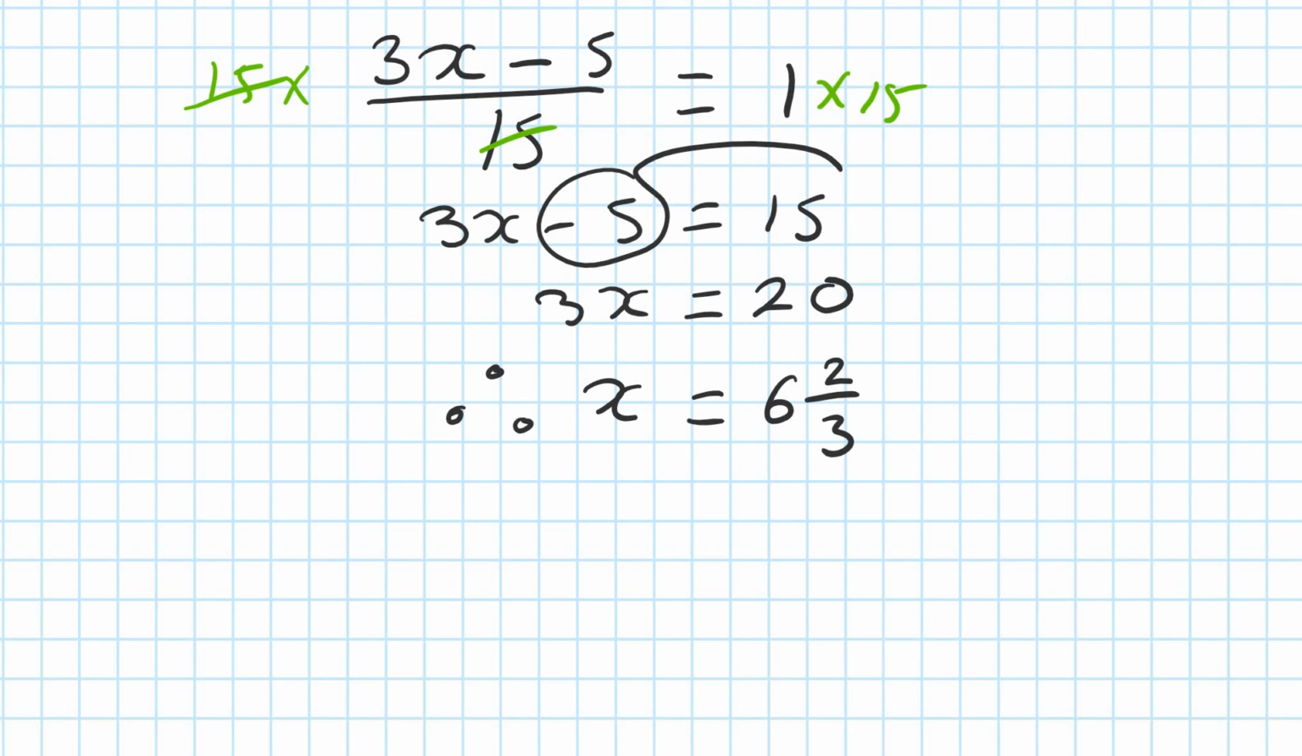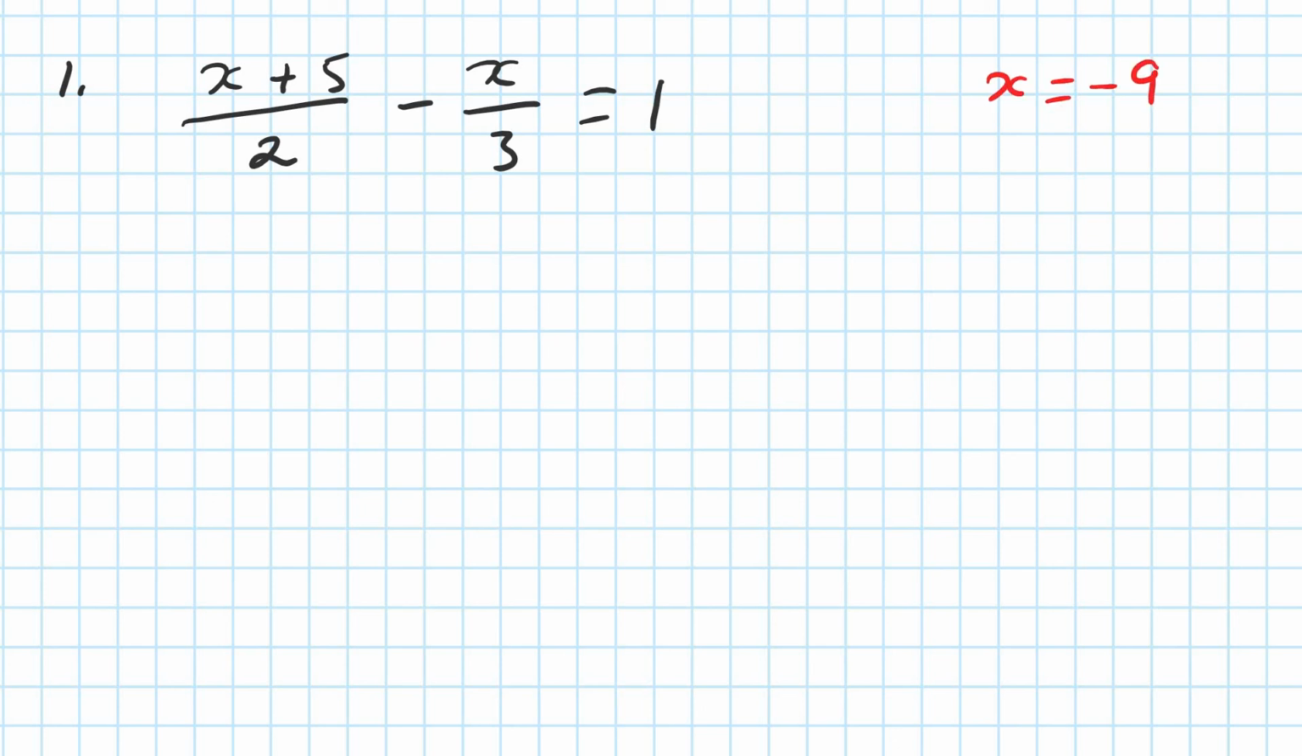Now what I want you to do, I just give you 3 questions, just 3, and see if you can do it, and I'll give you the answers, of course. Now the first question, I want you to try yourself: x plus 5 all over 2 minus x over 3 is equal to 1. Of course, the answer of this is x is equal to negative 9.